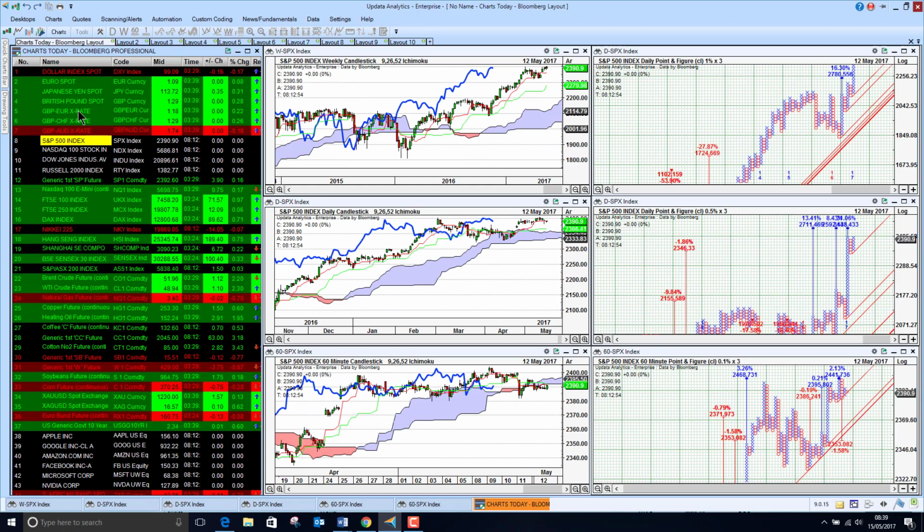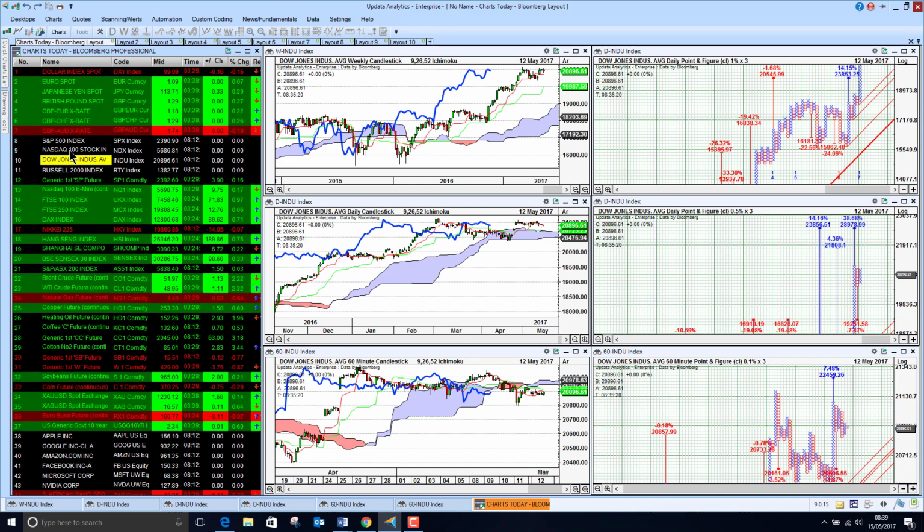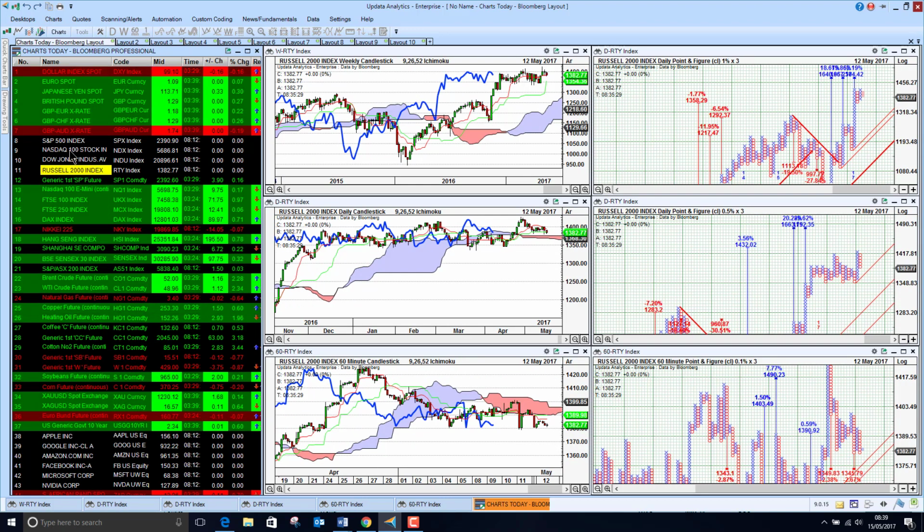The S&P 500 index just struggled to get and hold this 2,400 level last week, so just a bit in the doldrums. And the Nasdaq also just sideways there too, but the long-term charts still look fantastic for the Nasdaq. And the Dow again sideways, and the Russell 2000 just falling away a little bit.